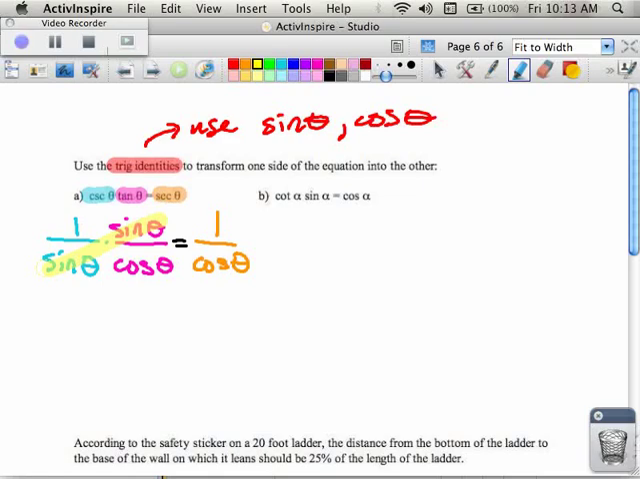So I end up with 1 over the cosine equals 1 over the cosine, and I've proved that those two things are equal. Even though when you look at the very beginning with the 3 different pieces, they look nothing alike, they are in fact exactly the same. Or in other words, the secant equals the secant. You guys try letter B.